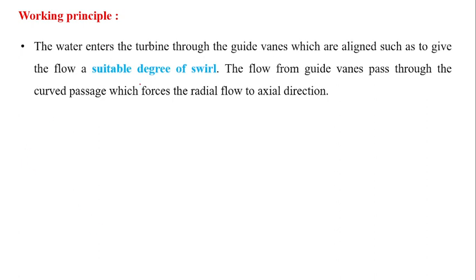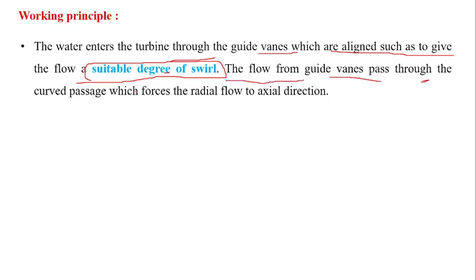Working principle: the water enters the turbine through guide vanes which are aligned so as to give the flow a suitable degree of swirl. The guide vanes are twisted so that water entering the vanes will swirl. The flow from the guide vanes passes through curved passages, which convert the radial flow to the axial direction by using the twisting of the guide vanes. Aligned means angled or tilted.